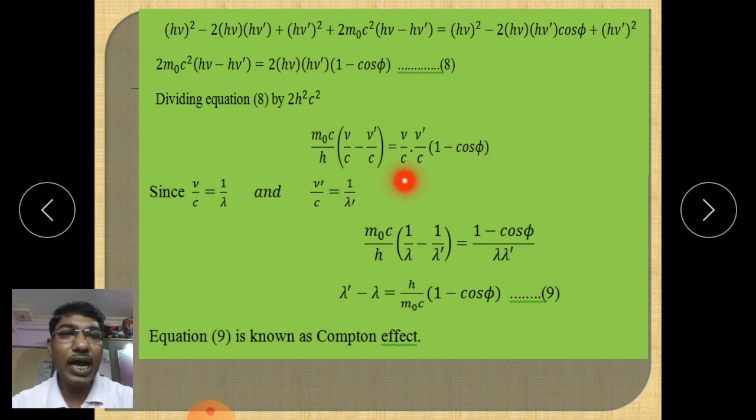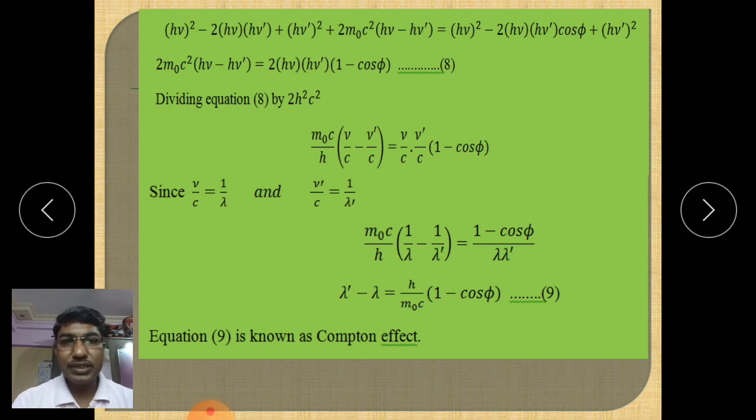Now you have to change this equation into another form. Suppose nu upon c is equal to 1 by lambda, and nu dash upon c is equal to 1 by lambda dash. You will get this equation. Therefore lambda dash minus lambda is equal to h upon m0 c times (1 minus cos phi). This is the Compton effect equation. Here lambda dash minus lambda is the Compton shift, which means the change in wavelength.